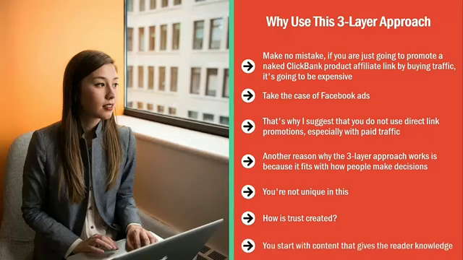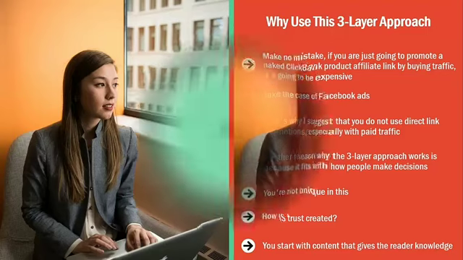You start with content that gives the reader knowledge. Now they're not looking to become experts in the product category you are promoting. Instead, they just want to know if you understand where they're coming from. They just want to know if you are credible and authoritative enough to have a grasp of the problem they are struggling with. This content establishes your authority.